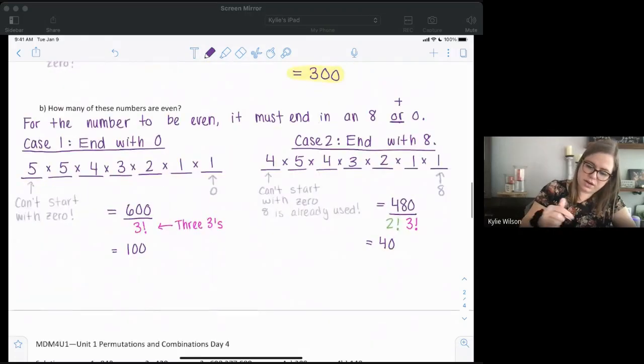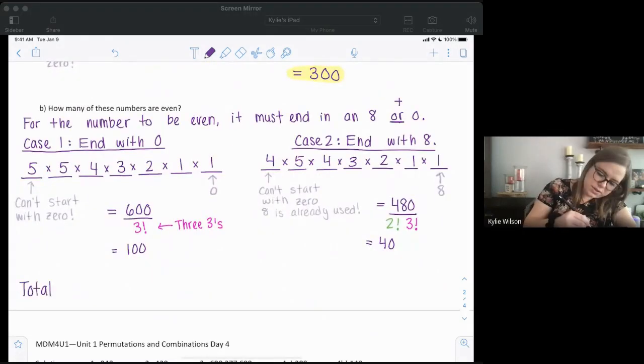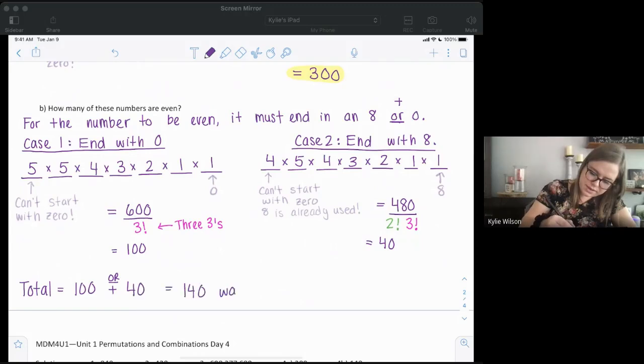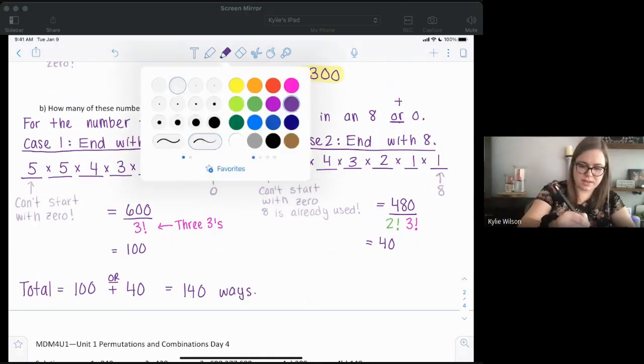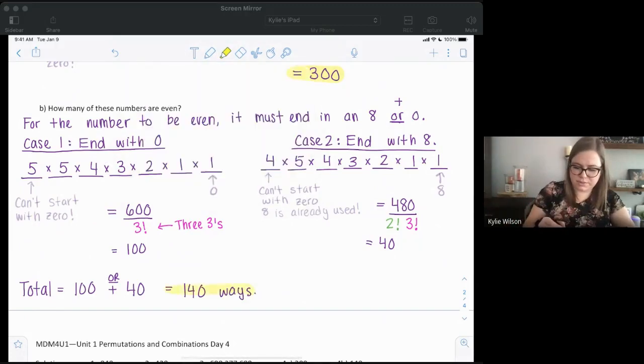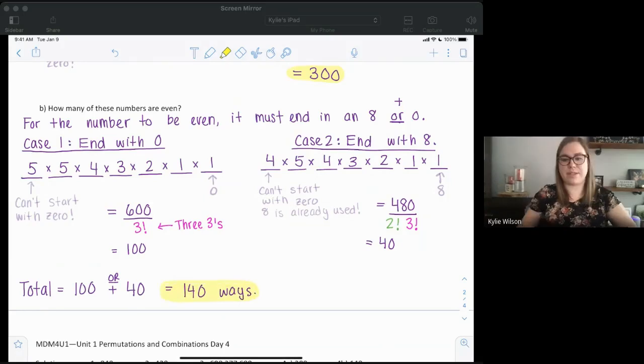So now for our total, because we have either case 1 or case 2, I add them together and I get 140 different ways. So definitely a little bit more complex. I find the ones where it has to be even or something really, really challenging and super confusing. But that is it for our lesson.